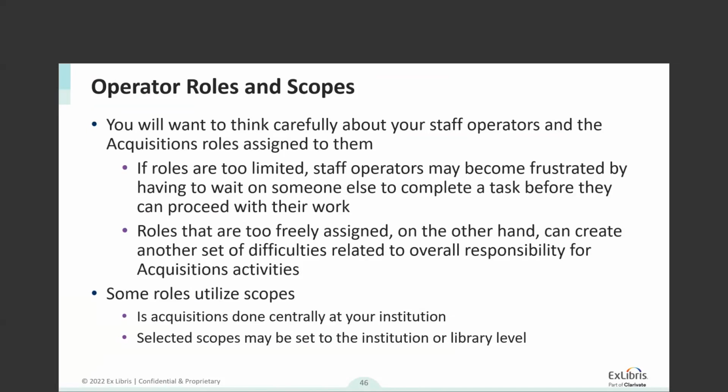When people are in implementation, I say, go push against the system. Make sure you can do everything you should be able to do that you could do before. Some roles utilize scopes. If acquisitions is done centrally at your institution, easier to set up, but certain scopes might be set at the library level, or if acquisitions is done at a library level, so that's also something else to be aware of.